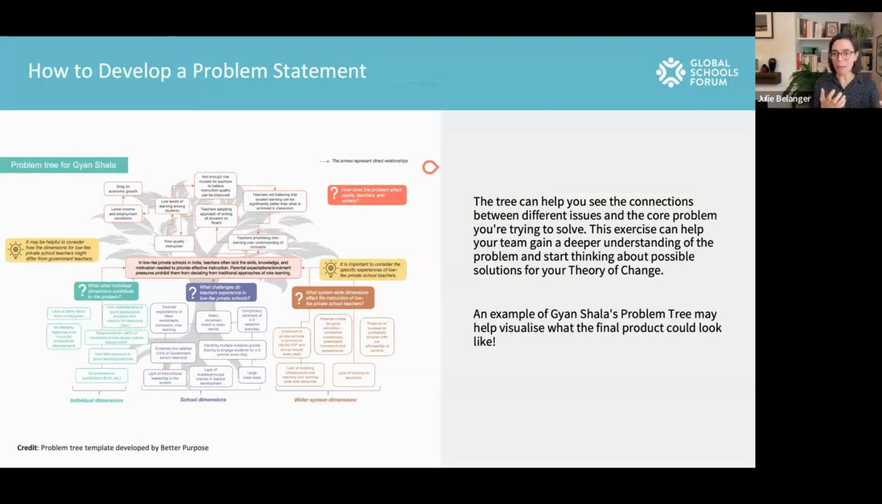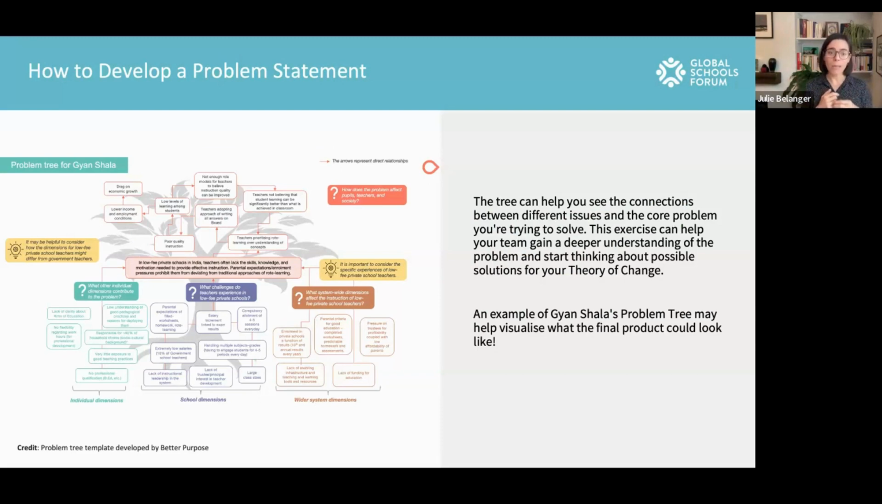Here we're giving you an example of a filled out problem tree. Hopefully you find it helpful. It's meant to help you see the connections between the different issues and the core problem that you're trying to solve. So it can really help your team gain a deeper understanding of the problem and start thinking about possible solutions for the theory of change, which is the next step.